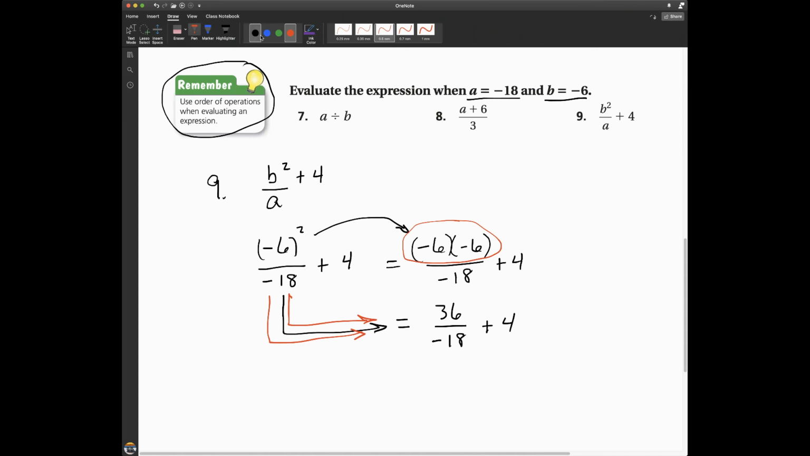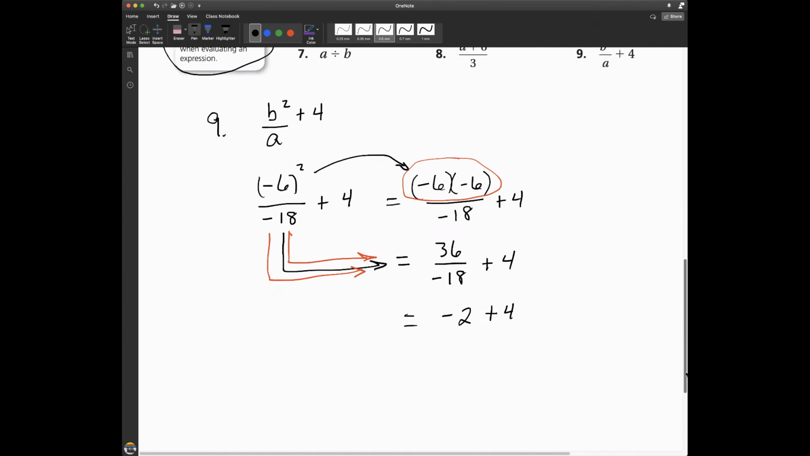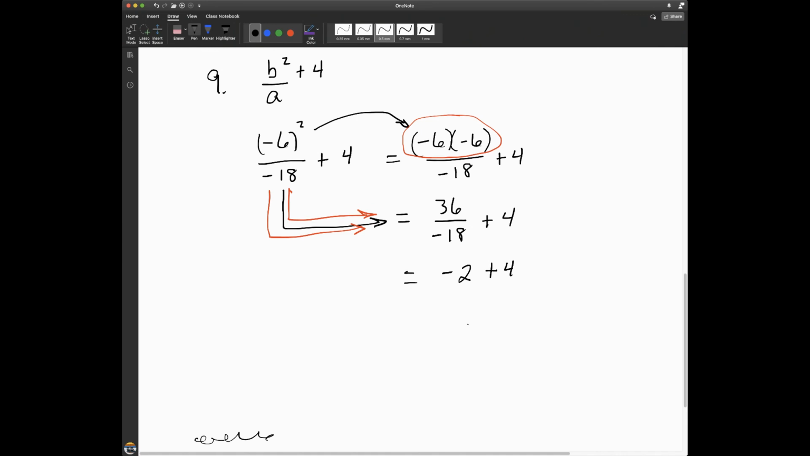Okay? So we're almost done here. Let's go ahead and finish this off. Now I have to deal with the division. I have division and addition left. Division comes before addition. So 36 divided by negative 18, they have different signs, negative answer. And I have negative 2 plus 4. And now I have to remember how to add integers with different signs, right?